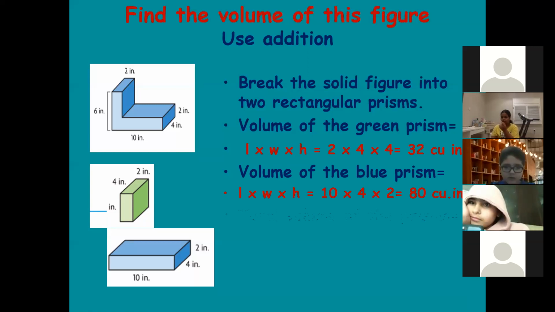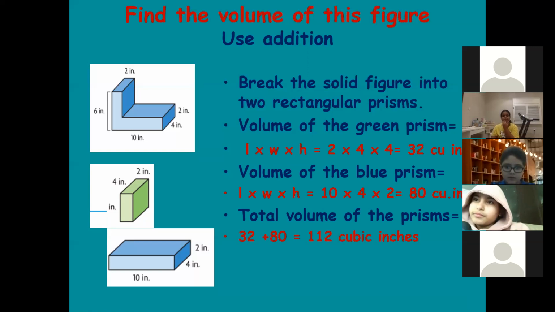112. Very good. So the total volume of the prisms will be 32 plus 80, which is 112 cubic inches. Understood, all of you? Yes. Very clear? Ahmad? Yes. Okay. Now we will do more examples so you can understand better.